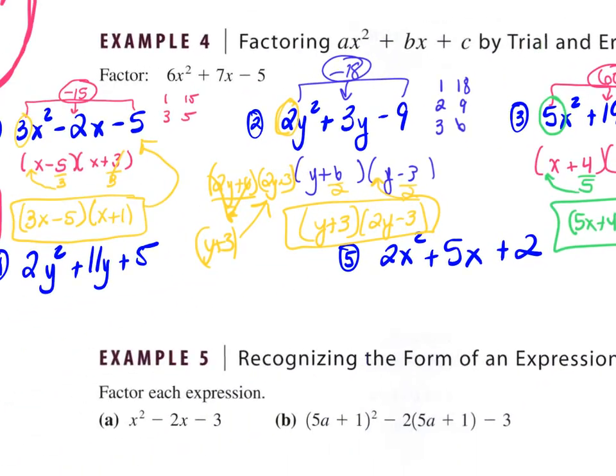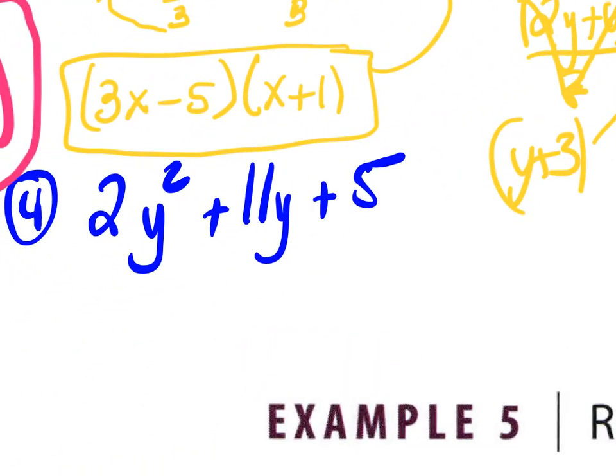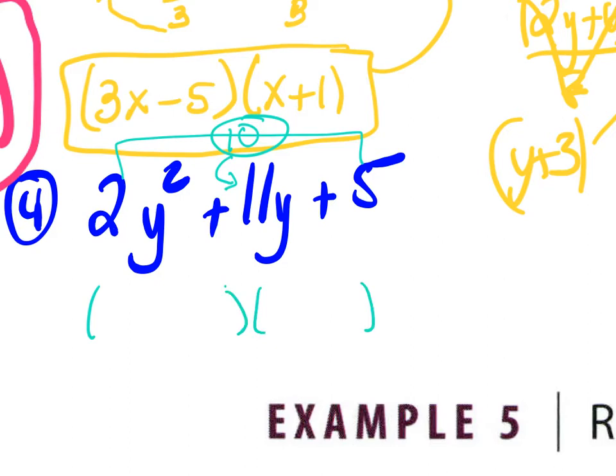All right, let's scoot on over here to number 4. Again, no GCF, so I'm going to say A times C. 2 times 5 is 10. What are the factors of 10 that multiply to give me 10, but add to give me 11? So it's 1 and 10, 2 and 5. Good. So y plus 1, y plus 10. I know the signs are easy because they're both plus.